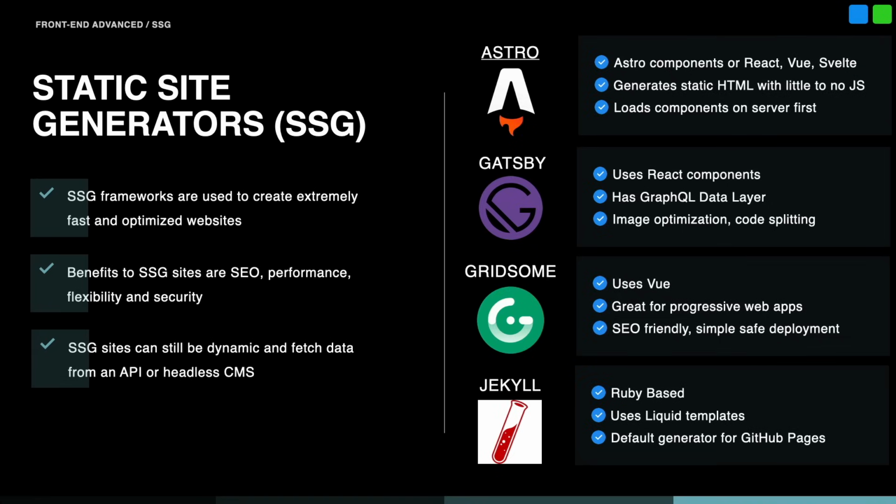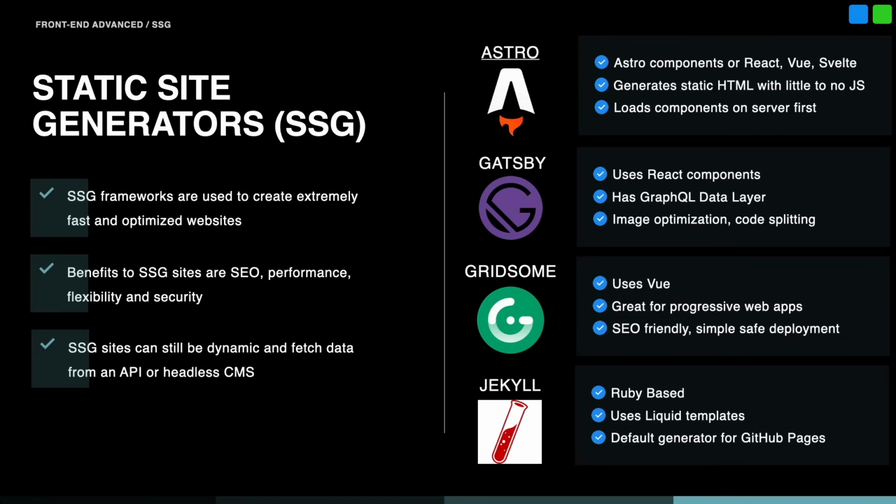And next we have Gridsome, which is very similar to Gatsby, except it's Vue.js instead of React.js. So you can see that a lot of these frameworks copy each other, which isn't really a bad thing because it gives you more options. And if you want to switch to something else, you already have an idea of how it works. So Gridsome is a big part of the Vue ecosystem. It has some great features for progressive web apps as well, which I'll talk about in a little bit.